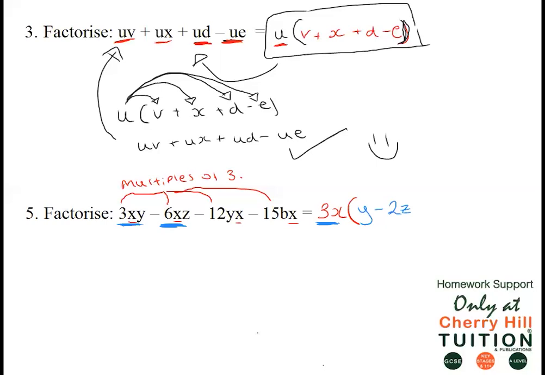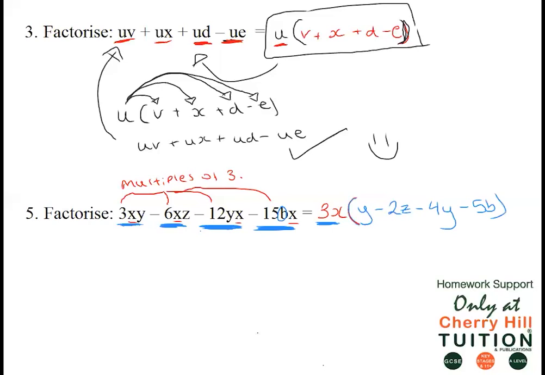Okay? So we do the same thing when it comes to 12yx. What number multiplies by 3 in order to get minus 12? That number is minus 4. We already have the x, so we just need to add the y. What number do we need to multiply 3x by to get minus 15? Your answer is minus 5, and then we also have a b. So that is your answer.